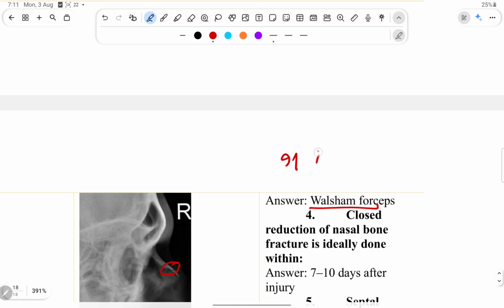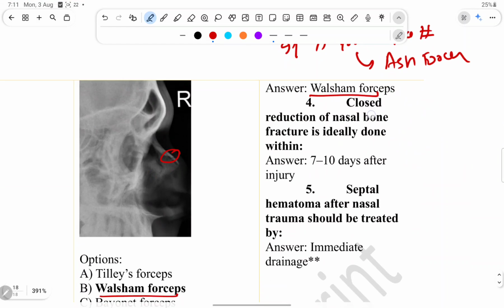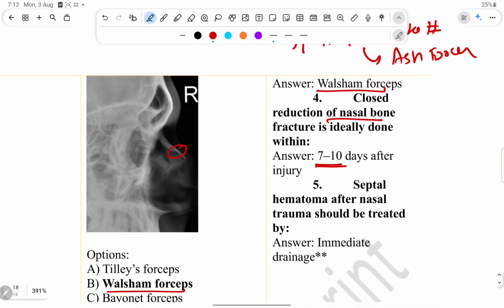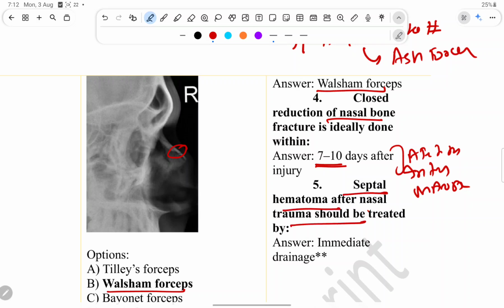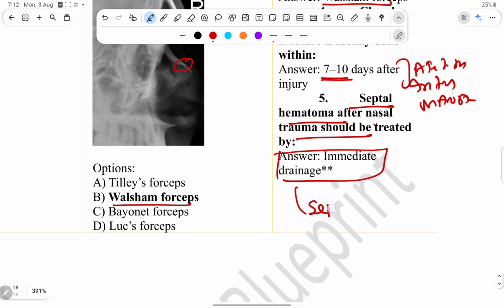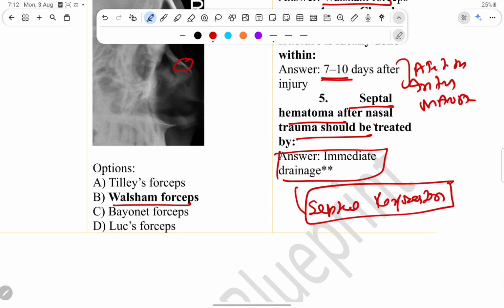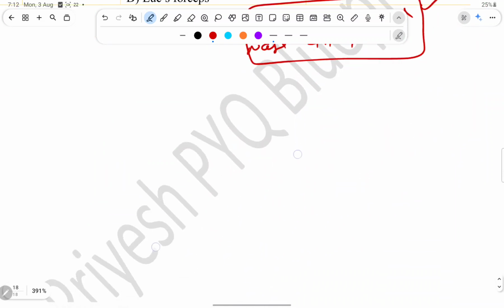But if it is asked for septal fractures, then we will go with Asch forceps. Ideally, after how many days? 7 to 10 days after the initial management. Septal hematoma after nasal trauma should be treated immediately because it can lead to septal perforation. So immediate repair is required. Septal can be repaired immediately, but the nasal repair can be done at 7 to 10 days.